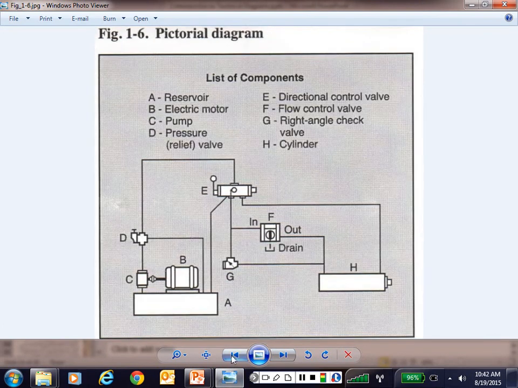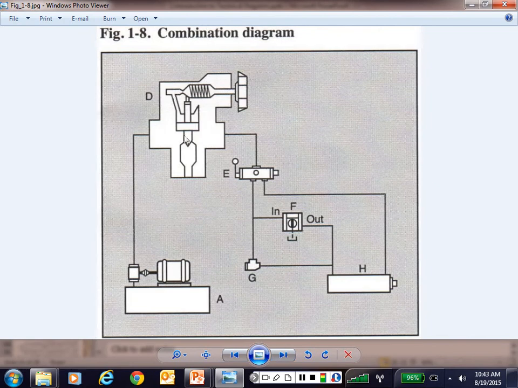This is what they refer to as a combinational drawing. I would refer to this as a combinational drawing. But what they're doing here is they're actually showing the internal works of the pressure regulator. This looks kind of like a pressure relief valve. It could be a pressure regulator. They have the ability to share the same function.